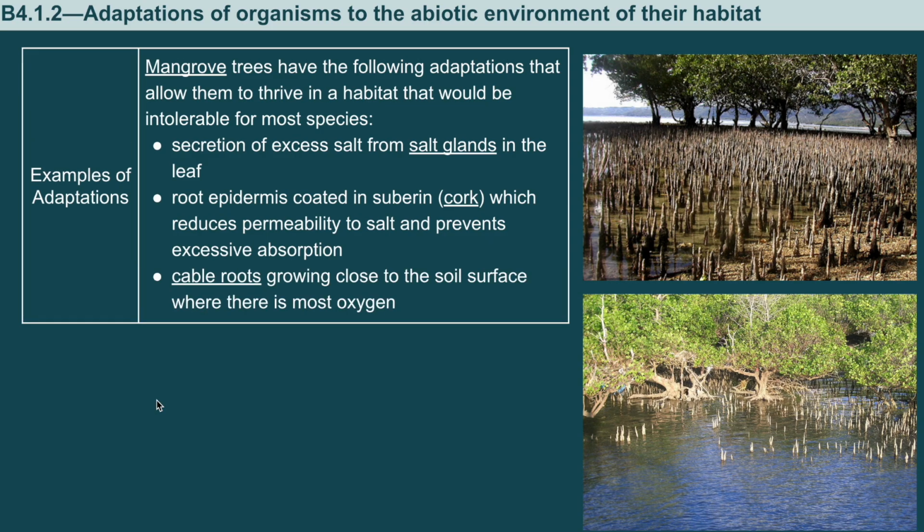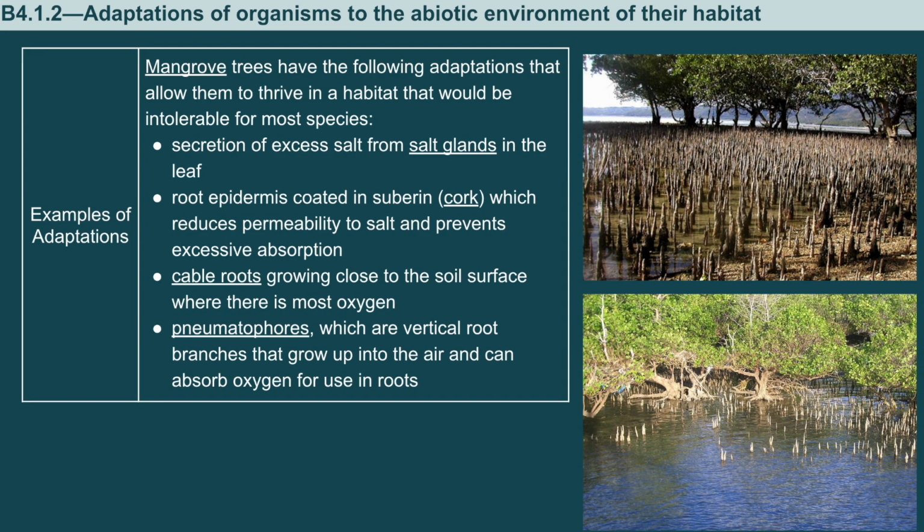There are cable roots growing close to the soil surface where there's the most oxygen. You can see these roots kind of growing out along the surface, side to side. And then look at these crazy looking little towers. These are part of the mangroves. They're called pneumatophores. They're vertical root branches. They grow up into the air and can help absorb oxygen for use in roots. Picture snorkels, right? If you got your face down in the water and you have a snorkel so you can take in oxygen, that's basically what these pneumatophores are. They're snorkels for the mangroves.